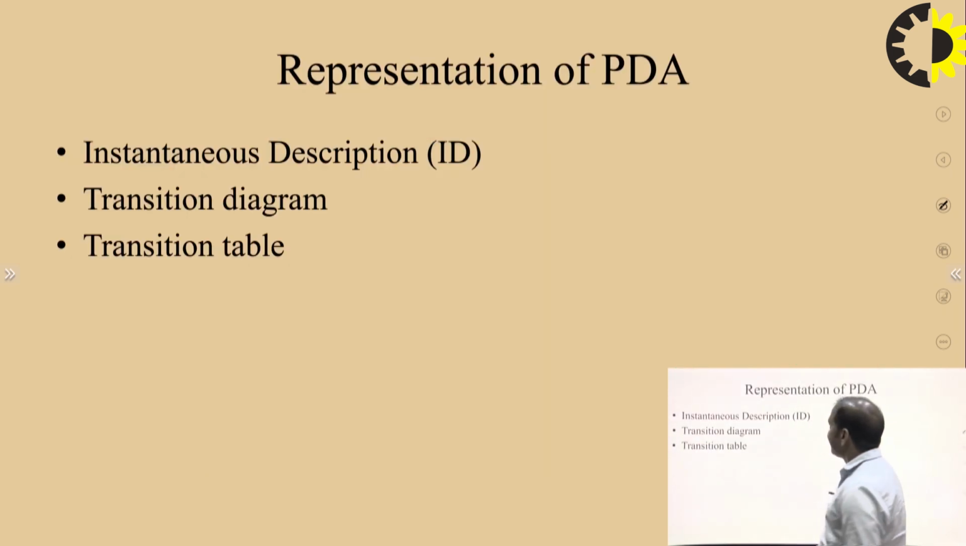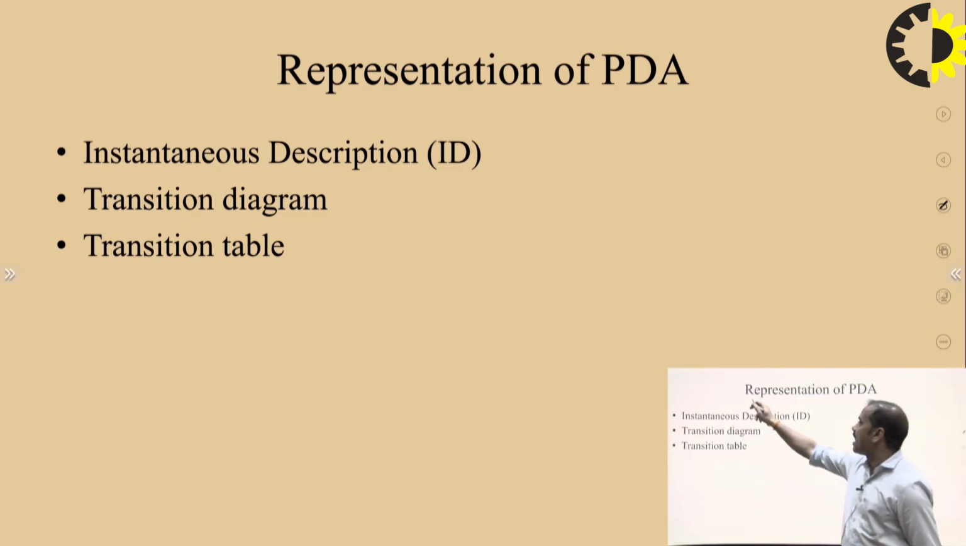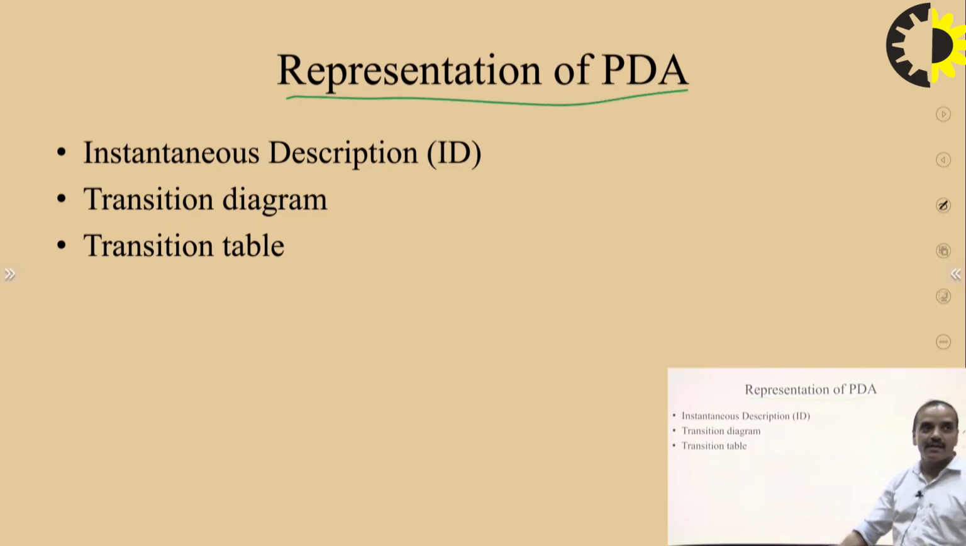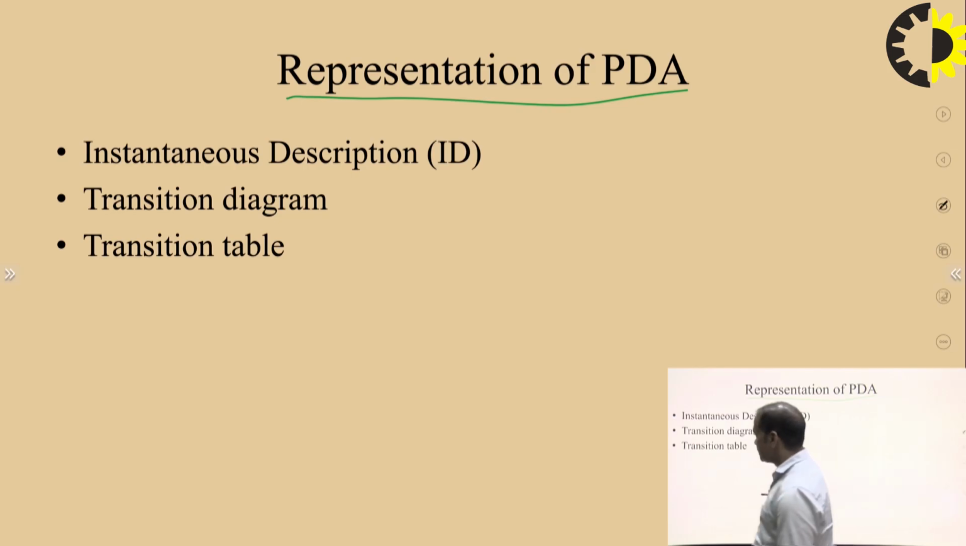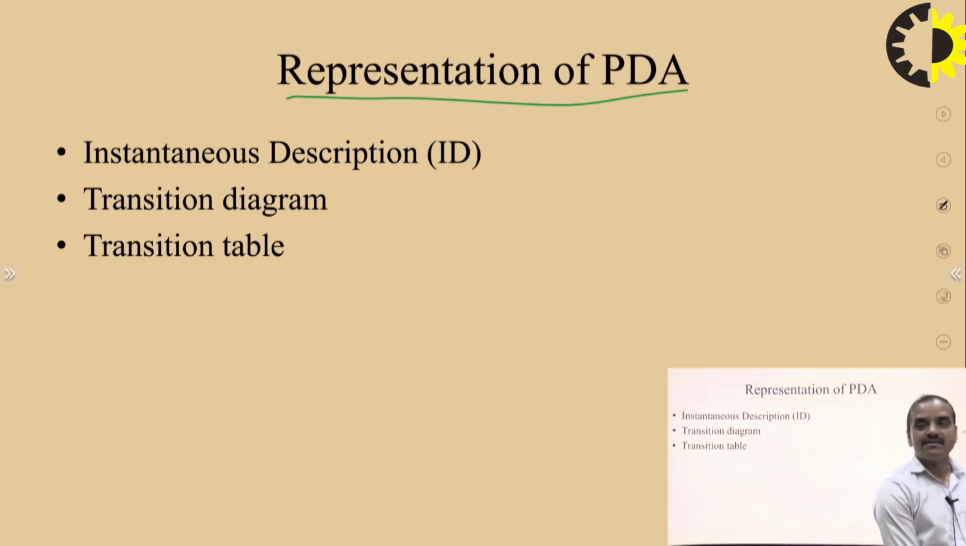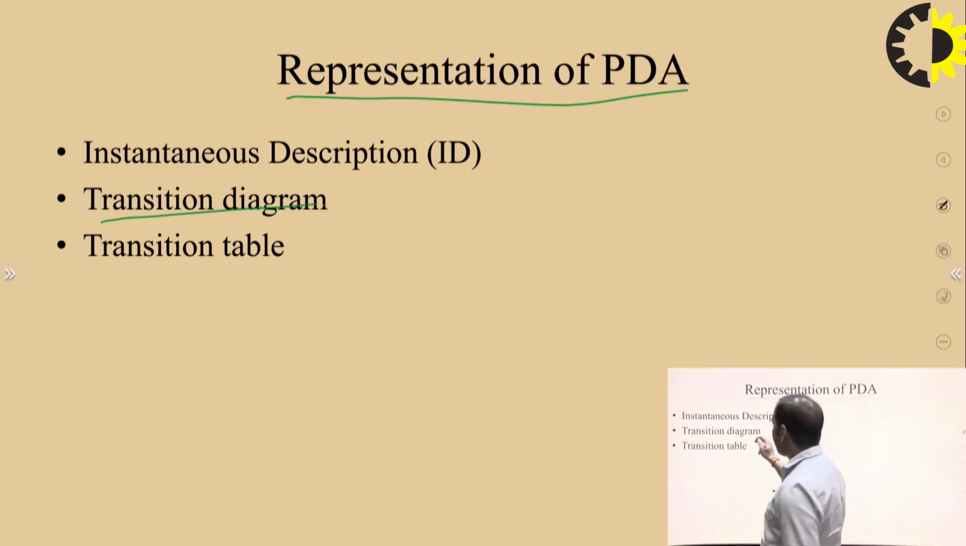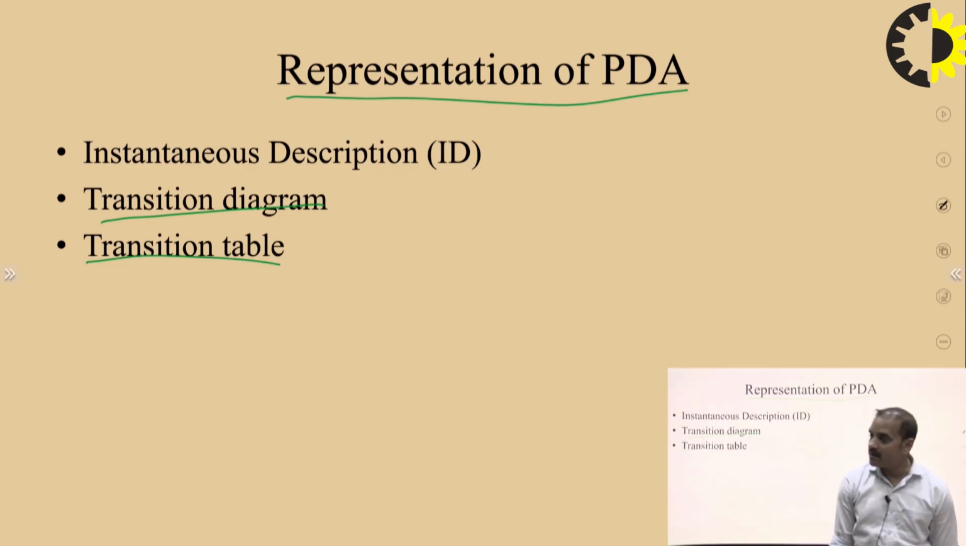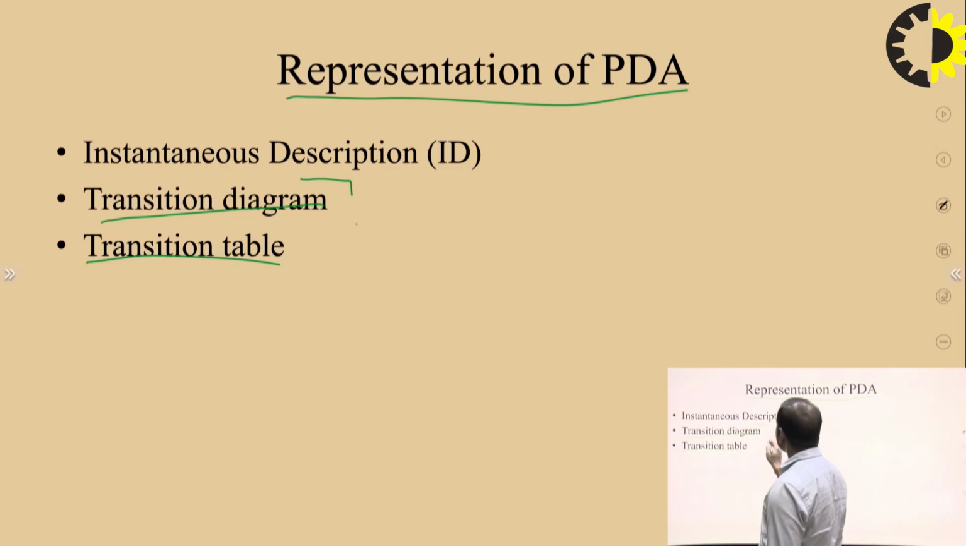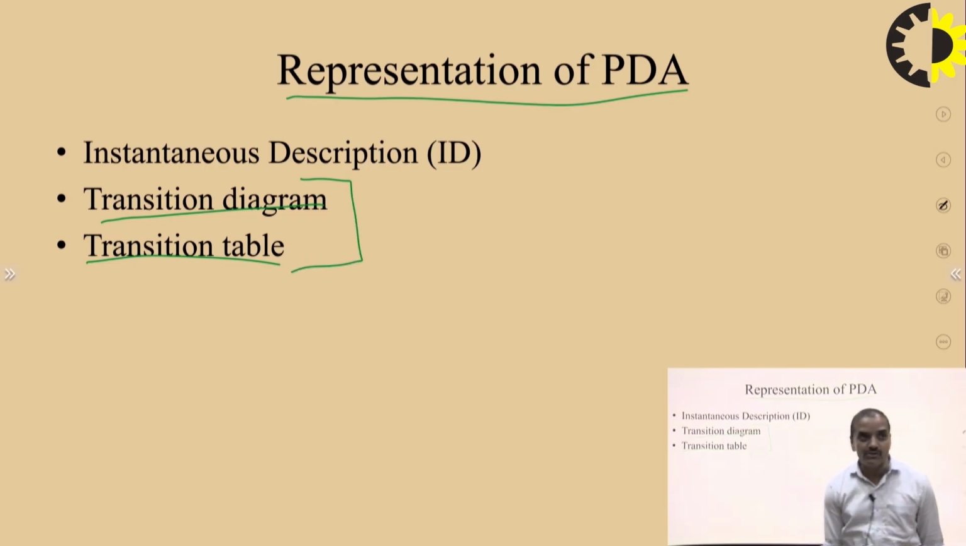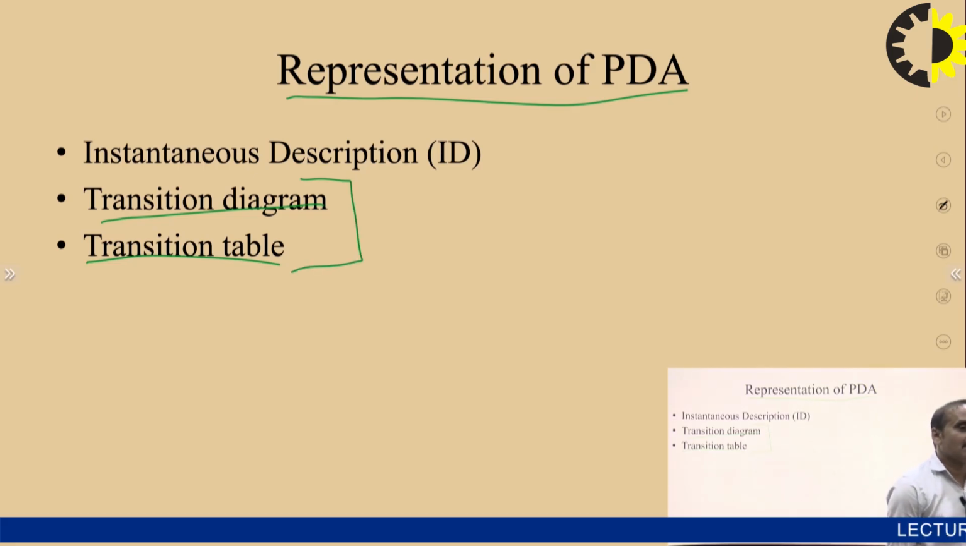Now, the next one is representation of PDA. How a PDA is represented inside a memory is discussed here. There are three types. The first one is instantaneous description, that is called ID. The second one is transition diagram, and the third one is transition table. But here we mainly use two representations. We can also use instantaneous description, but mainly here we use transition diagram and transition table.